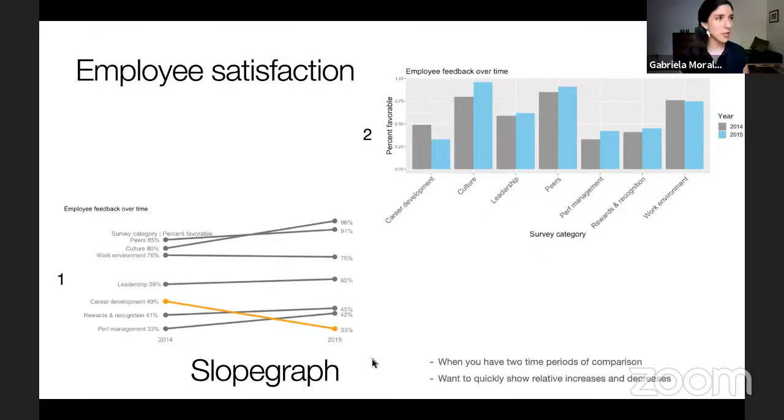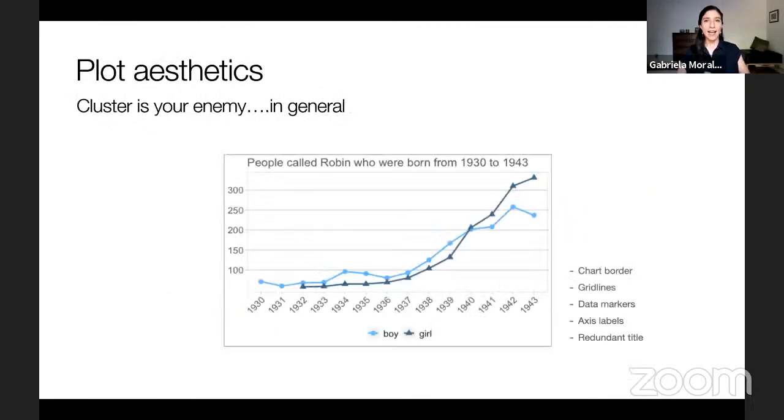Okay, going to the plot aesthetics. I just want to give you one pointer. In general, clutter is your enemy. And I want to emphasize in general because, as I told you before, if you need the things, then show them.